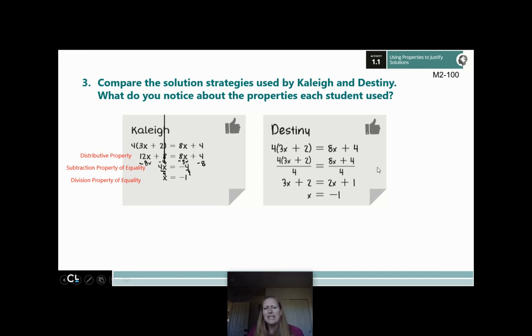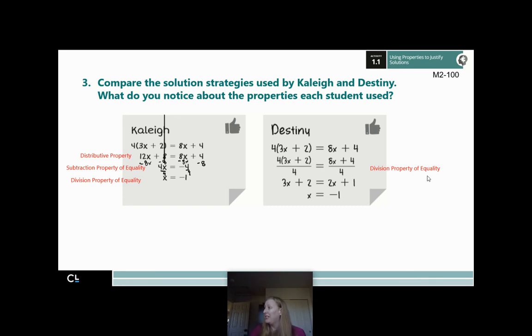Now, Destiny used a different method. It's not the first one that would have come to my mind, but it works. Destiny didn't like that 4 being multiplied outside, so she divided both sides by 4. Instead of distributing the 4, she divided it out. So she used the division property of equality. Again, not the first method that pops into my head, but it's a great method.